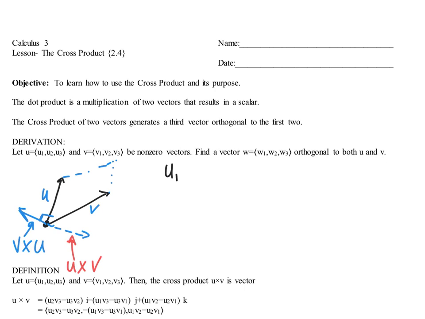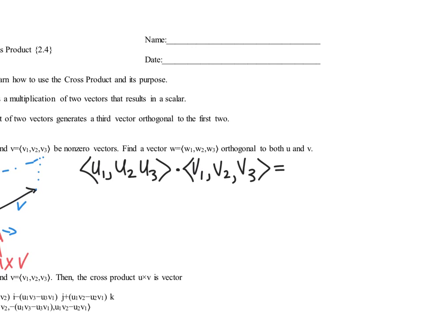it with V. So U1, U2, U3, dotted against V1, V2, V3, the result would be equal to that third vector, W1, W2, W3. All right, and what you'd have to do is solve this. Like I said, a different story for a different day.